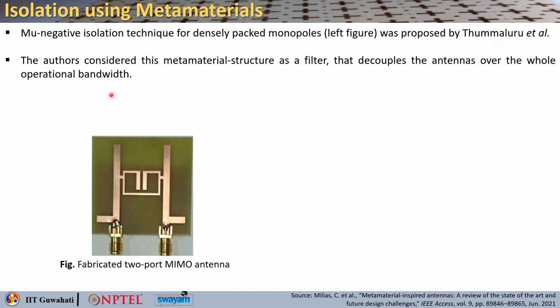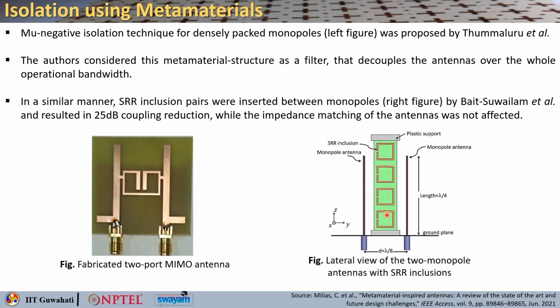and his group. So, this group considered this metamaterial structure as a filter that basically decouples the antenna over the whole operational bandwidth. In a similar manner, split ring resonator inclusion pairs were inserted between monopole antennas, okay, as you can see here, that was proposed by Dept and Swillam, and they could obtain 25 dB coupling reduction, while the impedance matching of the antennas was not affected.